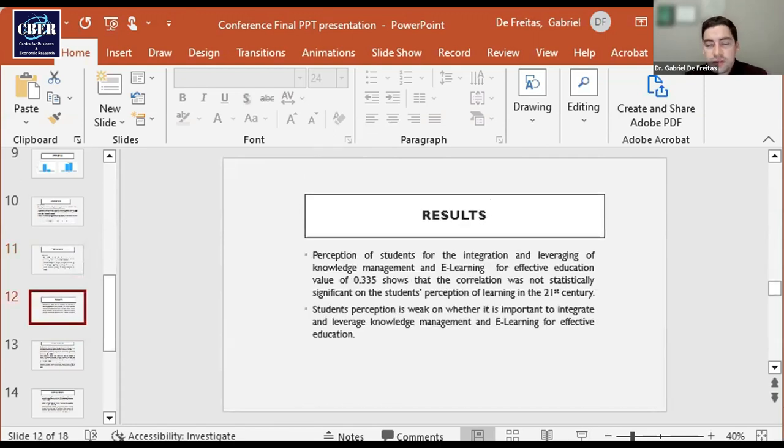As for the results of this study, perceptions of students for the integration and leverage of knowledge management and e-learning for effective online education had a value of 0.335, showing that the correlation was not statistically significant on the students' perception of learning in the 21st century. A student's perception is weak on whether it is important to integrate and leverage knowledge management and e-learning for effective online education.